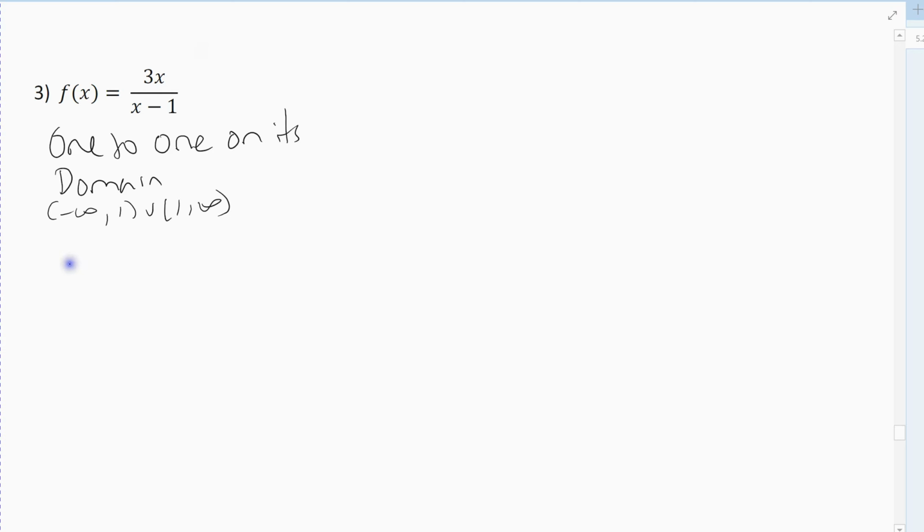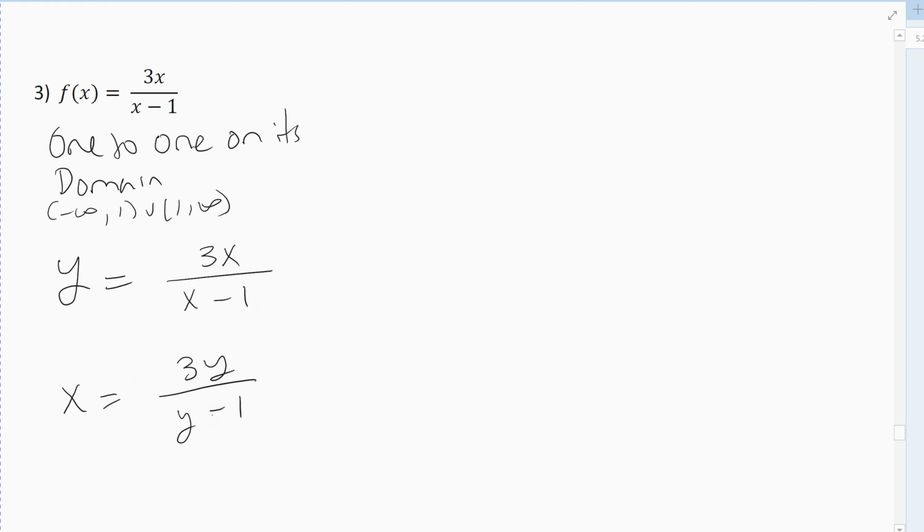Alright, so to find its inverse, I know it's one-to-one. So first thing you do is replace f of x with y. So y equals 3x over x minus 1. Then we flip what x and y do. So there are two x values, so you've got to make both of those y. So you've got x equals 3y over y minus 1.